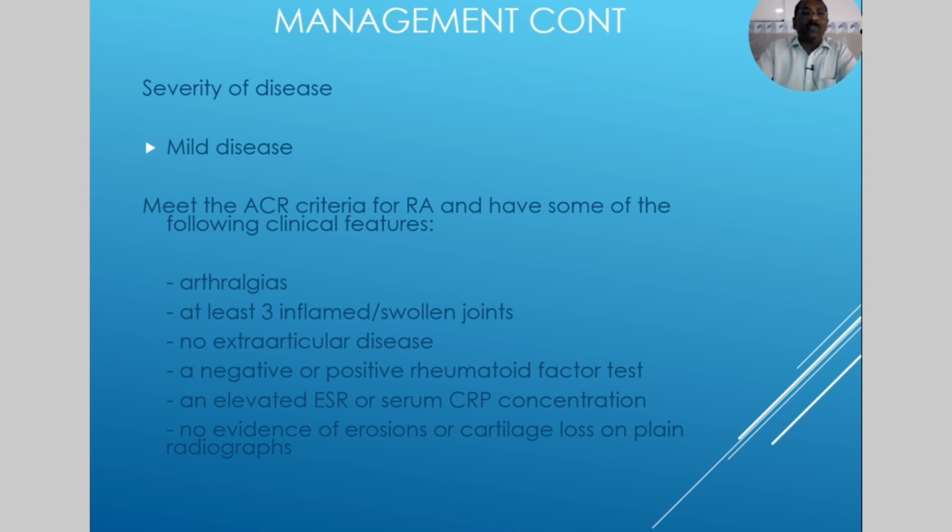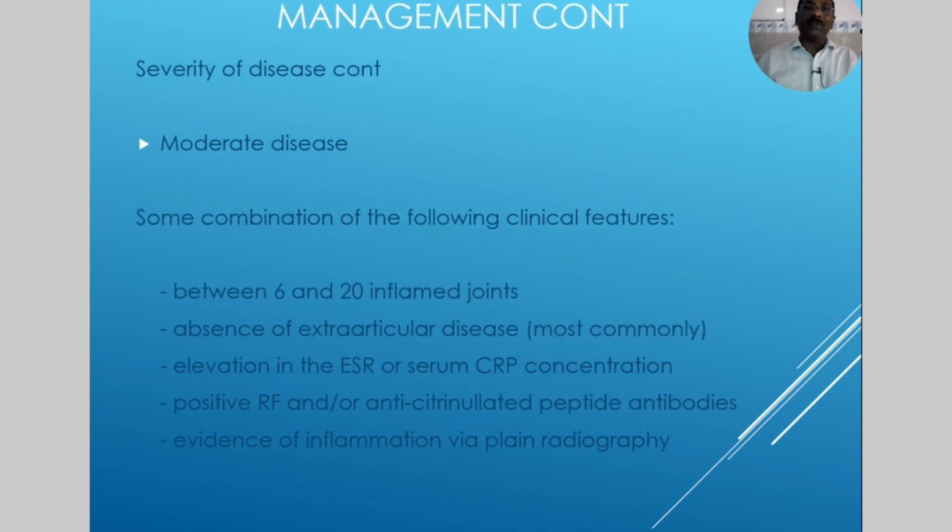And have some of the following clinical features. Arthralgias, yes. At least 3 inflamed or swollen joints. Good. No extra-articular disease, only arthritis, only 3 joints. A negative or positive rheumatoid factor test. RA may be negative, RA may be positive. Elevated ESR or serum concentration, so elevated ESR, elevated CRP. No evidence of erosions or cartilage loss on plain X-rays, so X-rays are normal. That is how the case can be considered mild disease. Mild disease means arthralgia, a few joints, normal X-ray, just elevated ESR and CRP, and rheumatoid factor could be negative or slightly positive. Then you consider this a mild case.